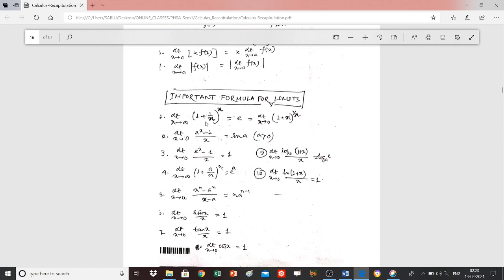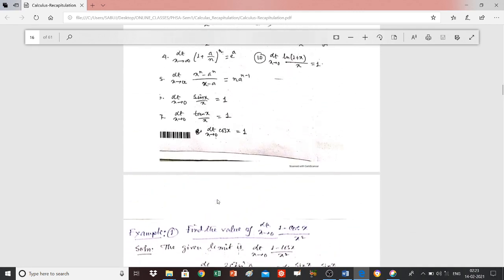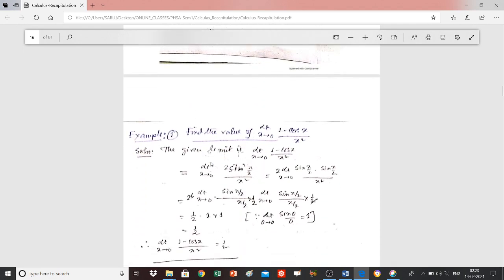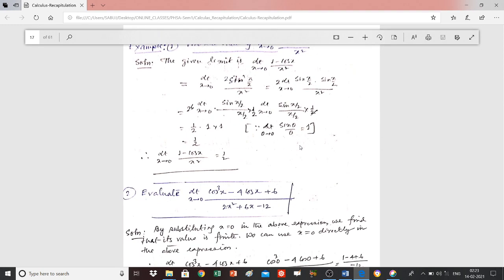Here I have also summarized important values of limits of some quantities that are written here. Just go through this. Using these theorems or these important limits, you can find the value of the limit as x tends to 0, 1 minus cos x by x square. It is also calculated here. Just go through this. It should not be very difficult to understand.